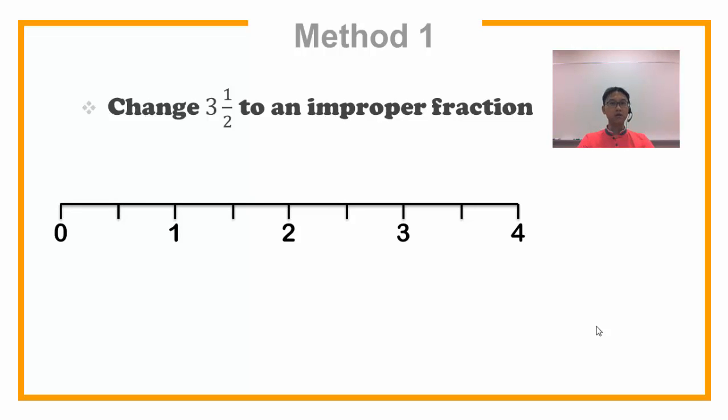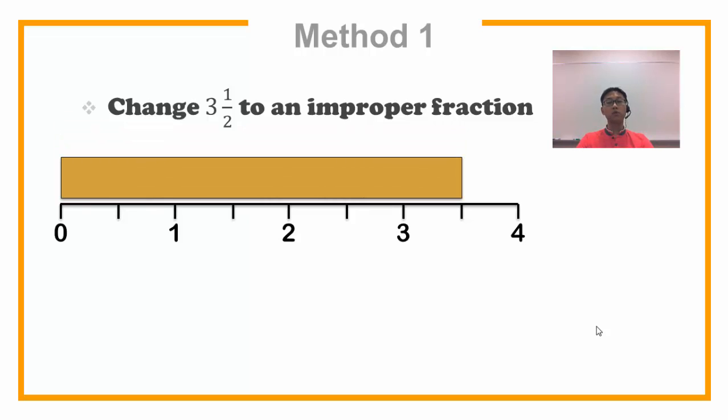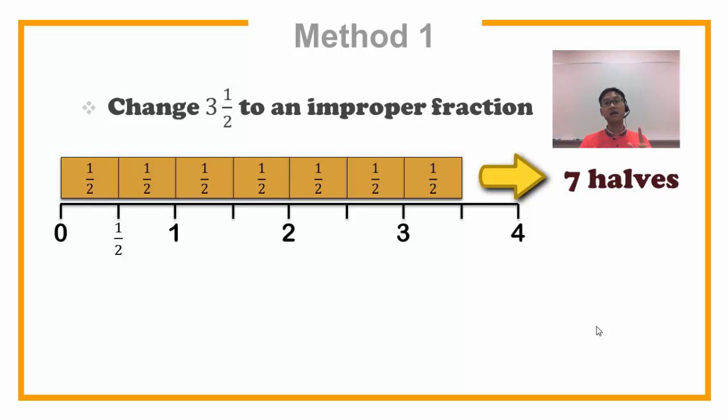So I've got this number line over there, and this will be 3 1/2. Now you notice that each interval is actually a half. So in between one whole, I have subdivided this into halves. So 0, half, 1, 1 1/2, and it goes on. So I can actually divide my bar into halves. When I do that, how many halves do I have? When you count, I have now 7 halves.